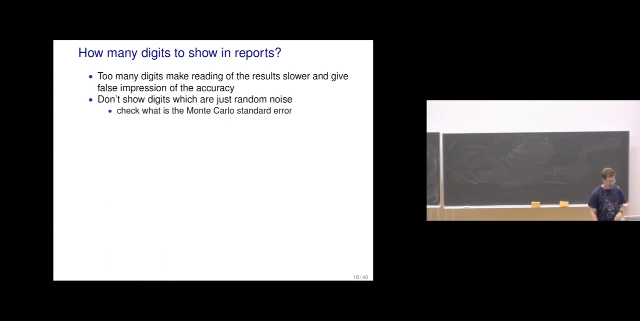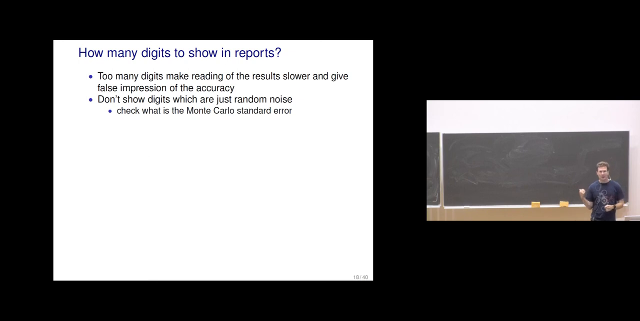If we have too many digits, it makes reading the results slower, especially if you are reporting many results, but it also gives a false impression of the accuracy. If you report certain digits, the reader assumes that you know these are meaningful. So you should show only what is meaningful. The first rule is that you don't show digits which are just random noise.